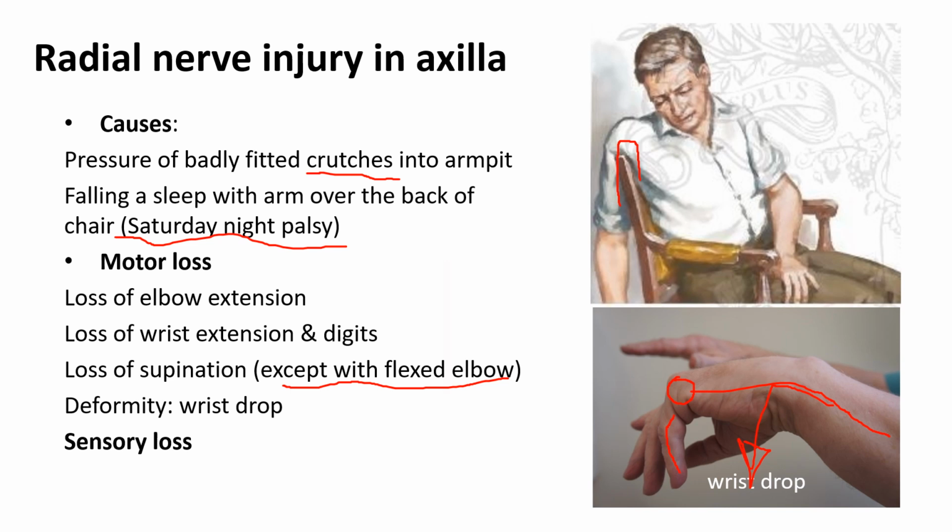Eventually we will get a muscle wasting due to what's called disuse atrophy. The muscle starts to waste, and it is called disuse atrophy.